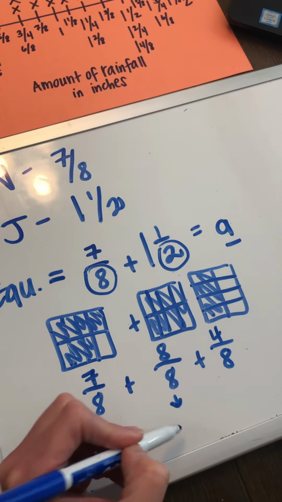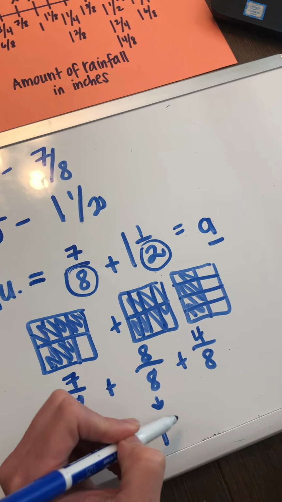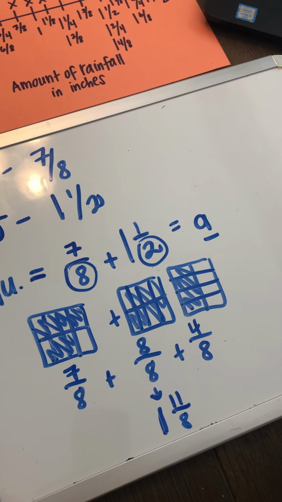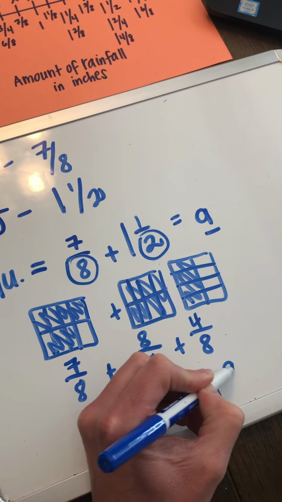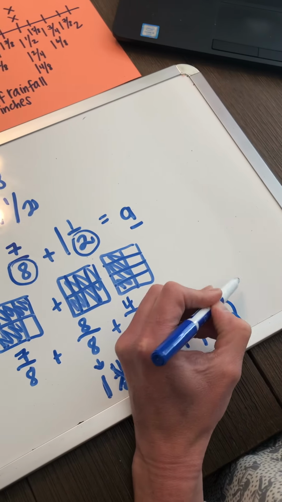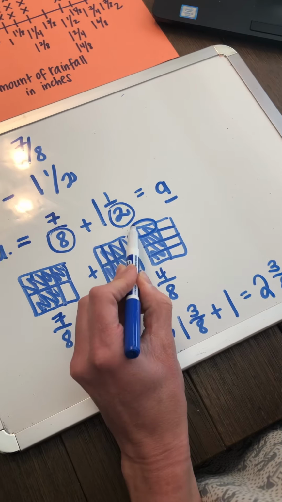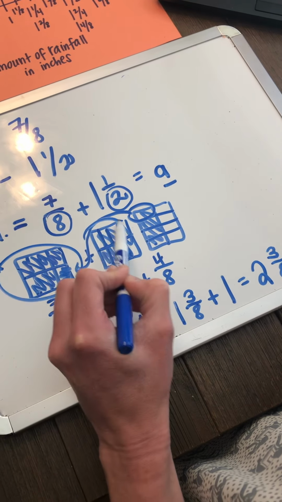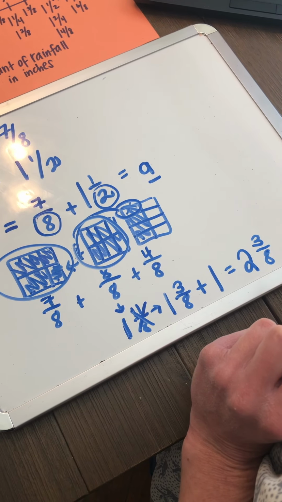I already know that 8/8 is 1 whole. But now I've got 7/8 plus 4/8. And that gives me 11/8. I know that that is still an improper fraction. I can turn 11/8 into 1 3/8 and add it back to my whole to get 2 3/8. I could also take 1/8 from here and move it over here, and I have 1 whole, 2 wholes, and 3/8 right there. That's another way that I could have done it.